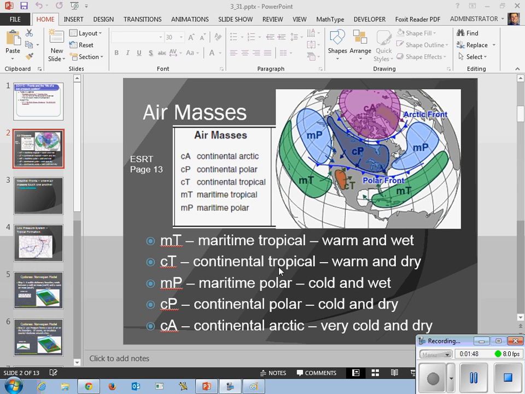There's also continental Arctic, which is very, very cold. This is only something you see on those days that are like negative 5. We don't see continental Arctic air moving into the U.S. that often, but occasionally we do. Where these air masses come together, so for example, right here, where this continental polar is meeting this maritime tropical, we have what's called a front. A front is just the boundary between two air masses.